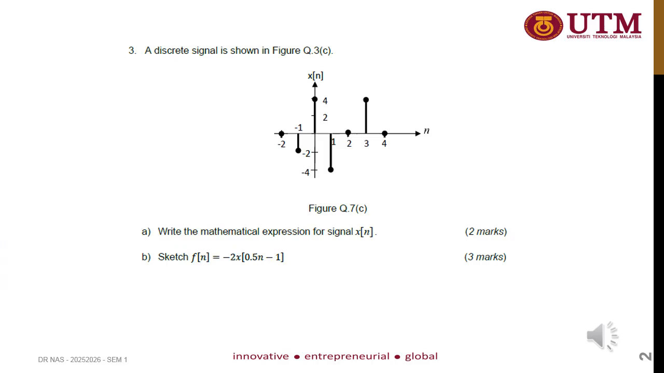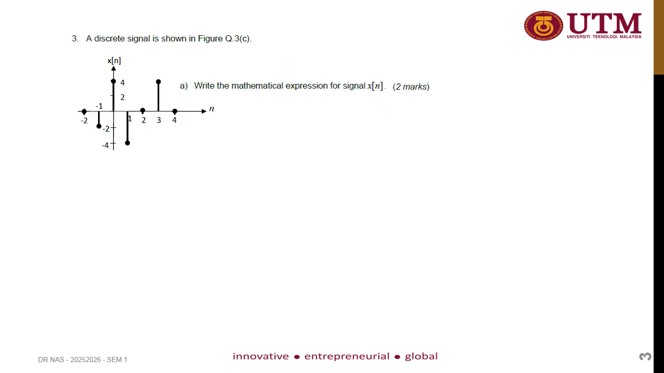Now let's have a look at an example of a discrete time signal. This is from the past year's test or exam. A discrete signal as shown in figure Q3C. From this figure, you need to write down the mathematical expression for signal x[n]. The x[n] is representing the discrete signal.